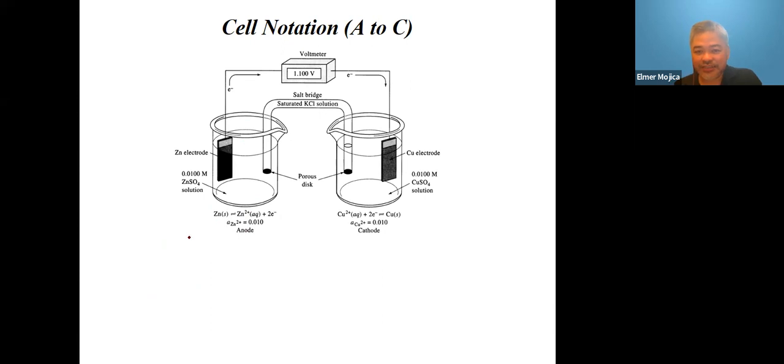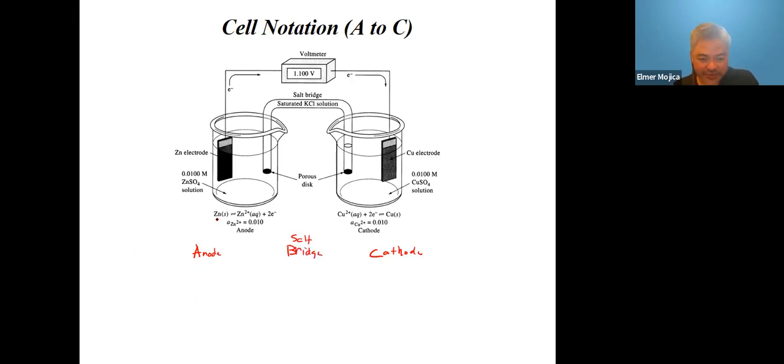Tatandaan nyo pa yung A, B, C. I don't know if that's how you were taught in writing the cell notation, because that's how I teach my students here. So here, this is what? Your anode. This is your cathode. And your B is your salt bridge.